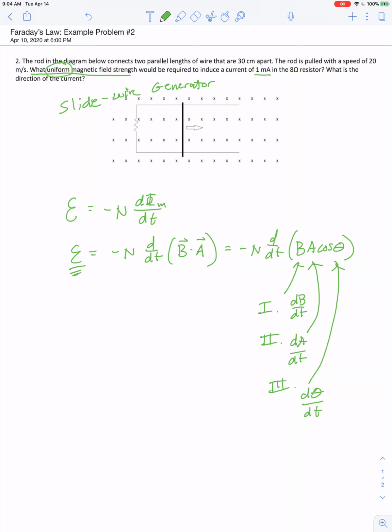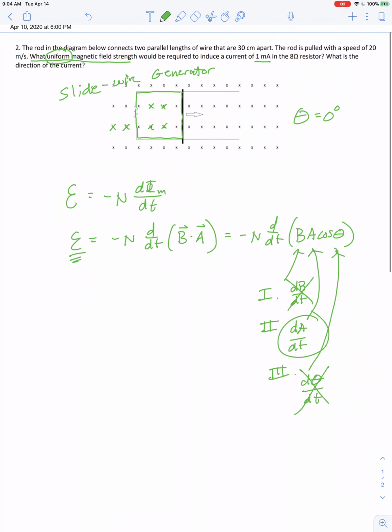There's the key word. So this is a problem in which there is no rate of change of magnetic field, and the angle looks like it's equal to 0 degrees. If we picture this as the area, then the normal vector to that area points along the same axis as the magnetic field. Here all the x's are telling us the magnetic field points into the page, and the area vector also points into the page. So there's no dθ/dt. So this is a problem where we have induced voltage because of a rate of change of area.